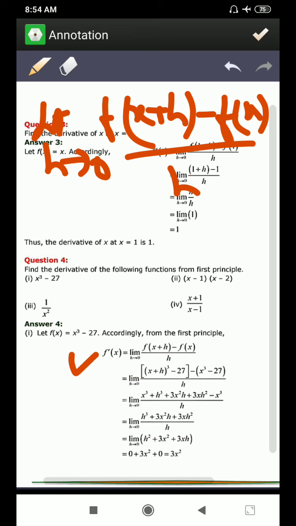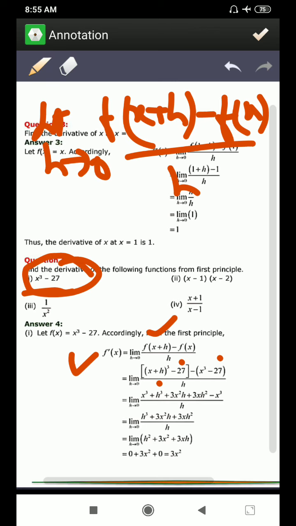Now, f of x is this much. From this you get the value of f of x plus h. How to get it? In this whole expression, you replace x by x plus h. So we will get (x plus h) whole cube minus 27. Similarly, this whole thing is f of x, so I have replaced this as x cube minus 27. Just open this formula, (x plus h) whole cube, that is x cube plus h cube plus 3x square h plus 3xh square. This minus 27 is cancelled out with this plus 27. I have cancelled it out.